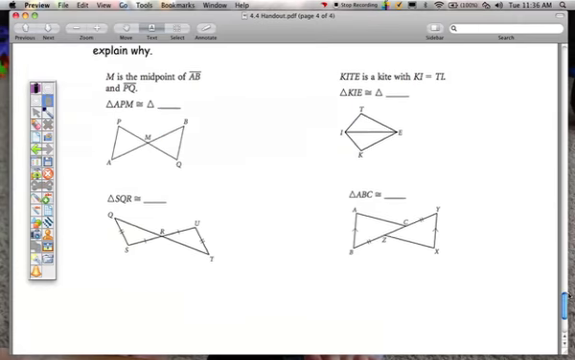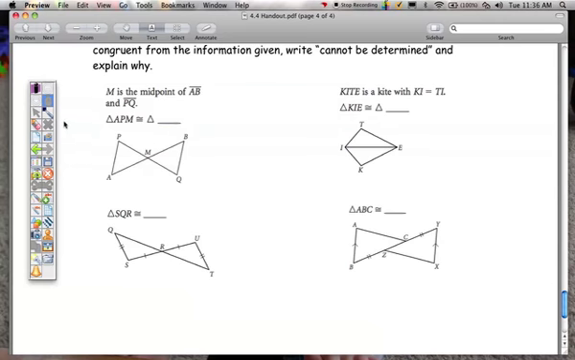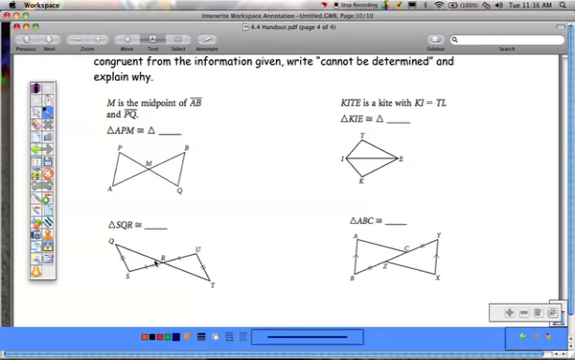And the last two, SQR. All right, so we know that they share this angle. So here we have side-side-angle, and we knew that was one that did not work, so this cannot be determined. This one right here, let's see, we have parallel lines and a transversal, so these two angles are alternate interior angles. And we know that they share this segment right here. So, do we have enough information? We don't know anything else. So this one, again, cannot be determined.